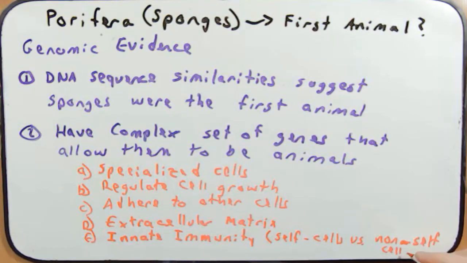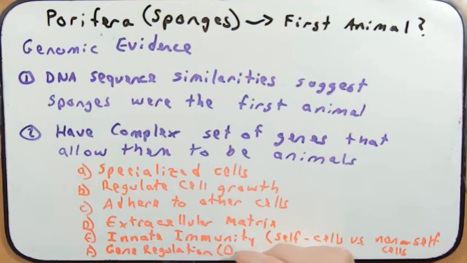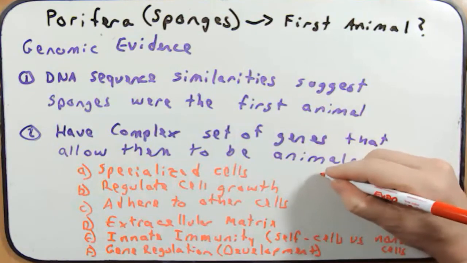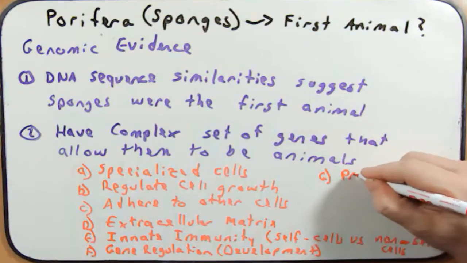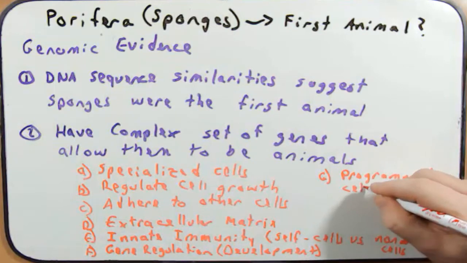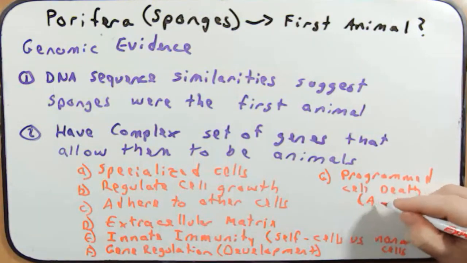So this is really important if they're going to have some kind of response to cells that may damage the sponge. They have a complex way of gene regulation. And this is really important during the development of animals. And the last one here, I'm going to have to sneak it up here, is that they can undergo programmed cell death. Or we might call this apoptosis.